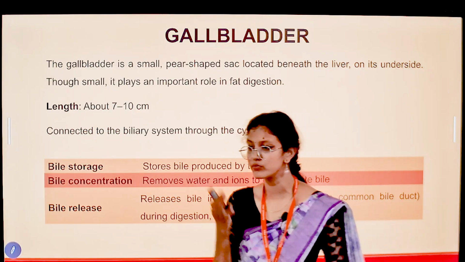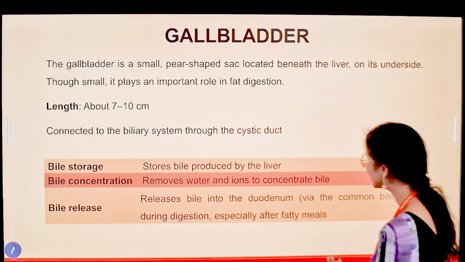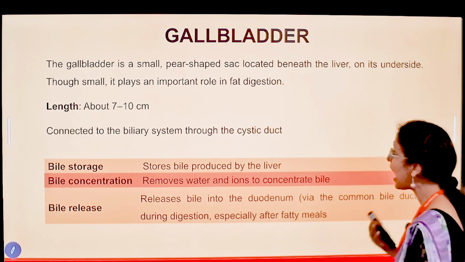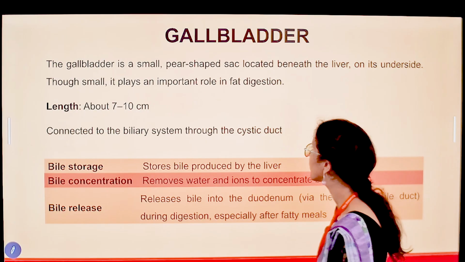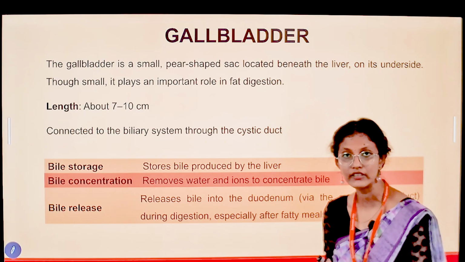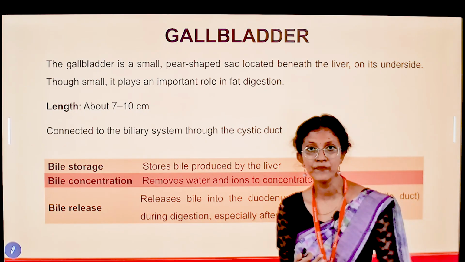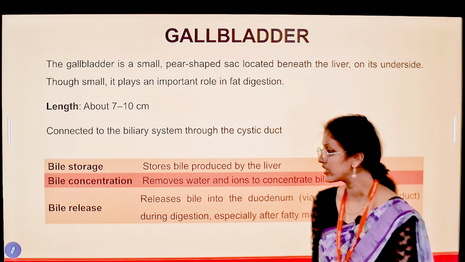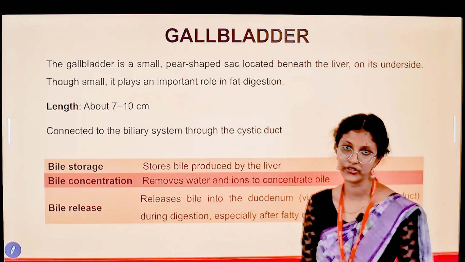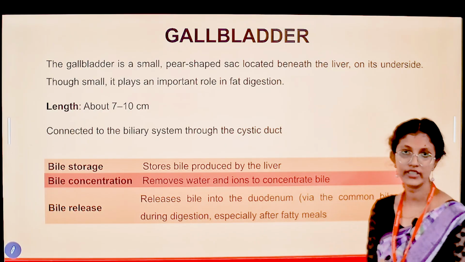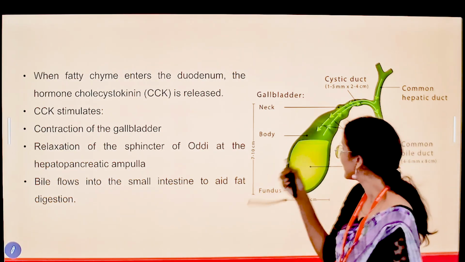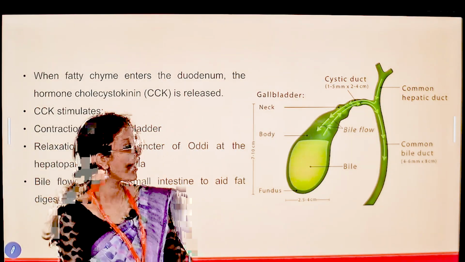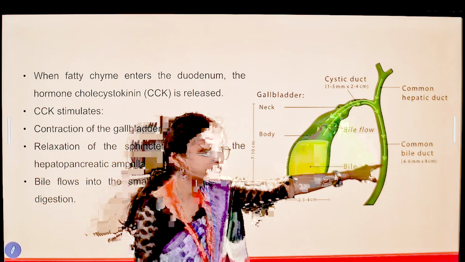The gallbladder is a small pear-shaped sac located beneath the liver on its underside, and it plays an important role in fat digestion. Mainly the function of bile juice is the digestion of fat, and it is stored, and whenever required, it is released into the duodenum. So here you can see it is for fatty meals, and it is stored here and concentrated over time, and released through the bile duct.